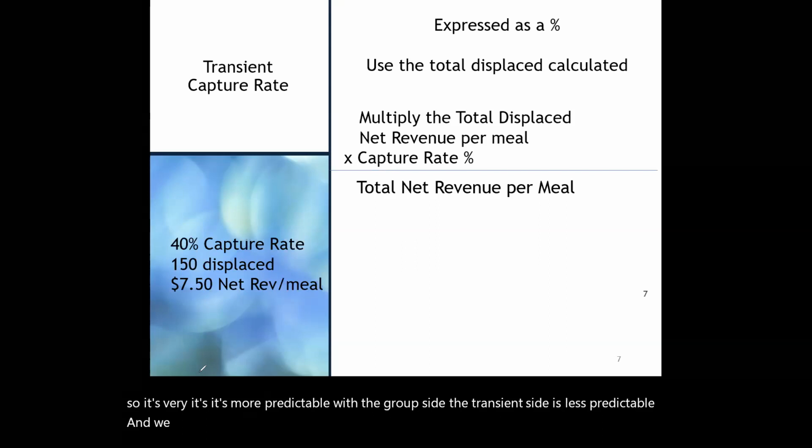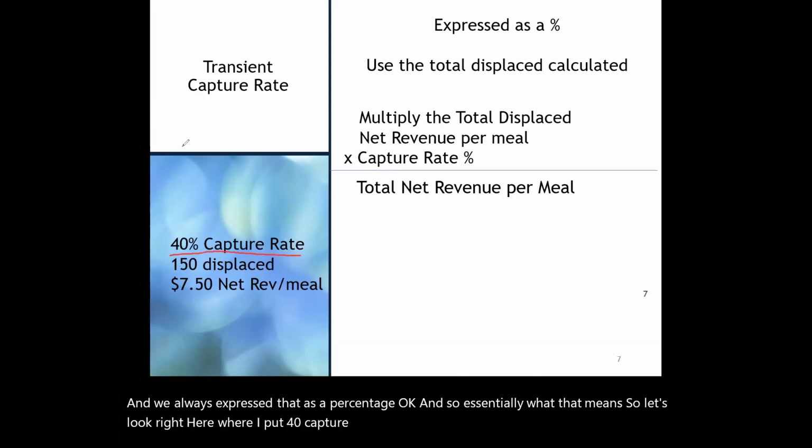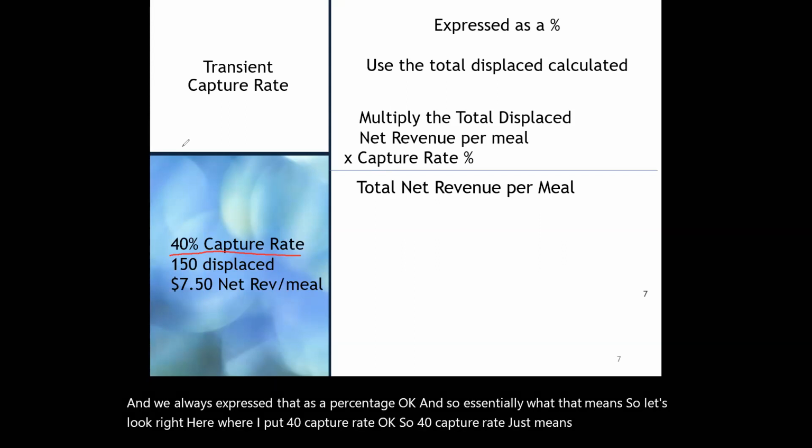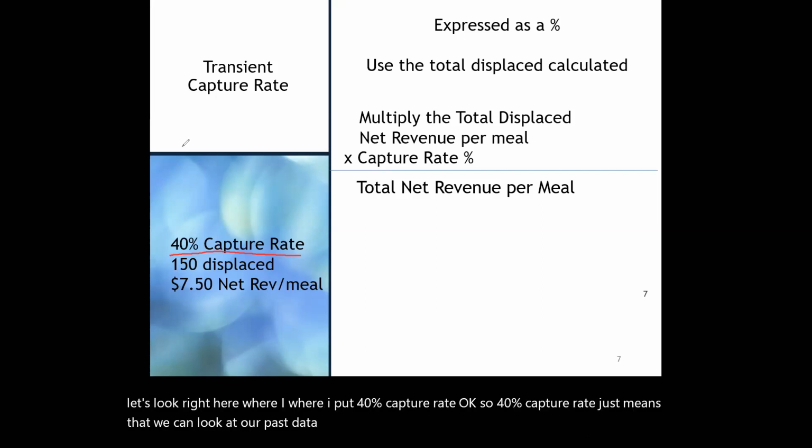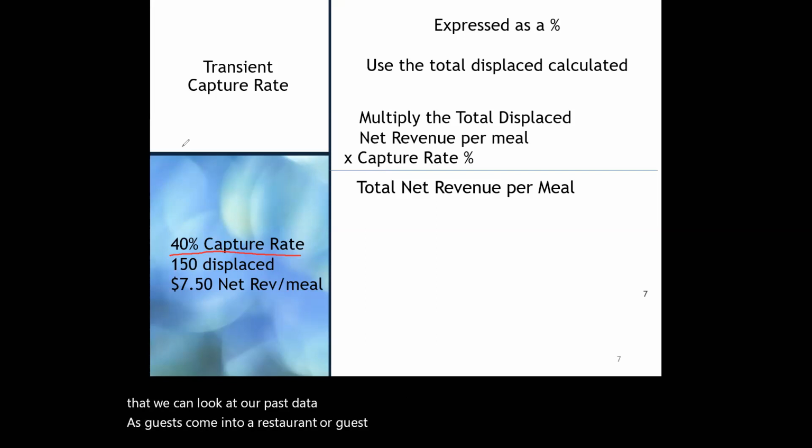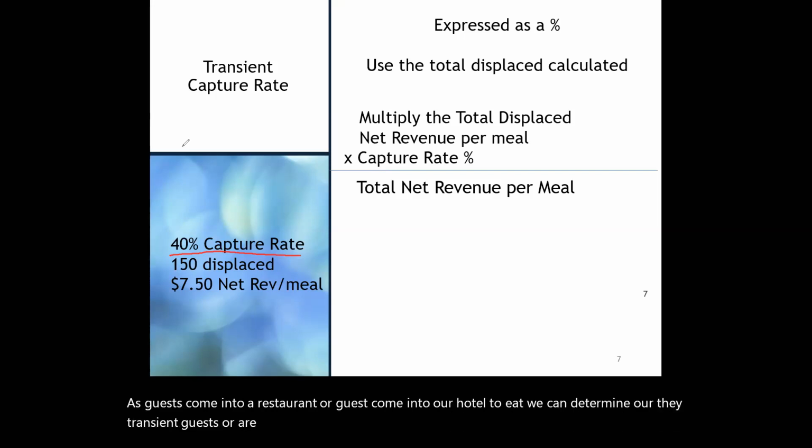Okay, and so essentially what that means, let's look right here where I've put 40% capture rate. A 40% capture rate just means that we can look at our past data as guests come into our restaurant or guests come into our hotel to eat. We can determine, are they transient guests or are they members of a group? All of that information is going to be included in the guest folio.